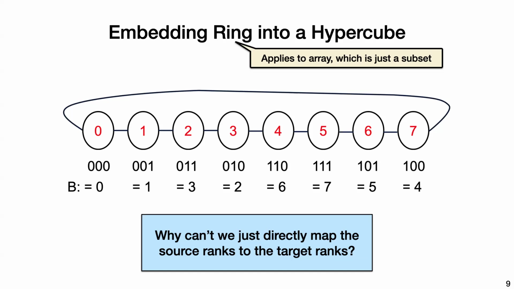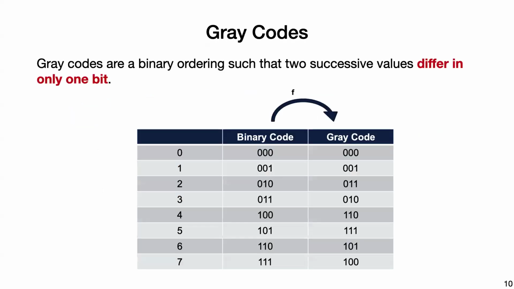So where did we come up with this? Well, if you know about Gray codes, do people around here know about Gray codes? Okay, well, this is exciting because Gray codes are kind of cute. Gray codes are a binary ordering of numbers such that any two successive values differ in only 1 bit. There are many kinds of Gray codes, and they appear in all sorts of places, sometimes in error correction, but here we're going to use it for embeddings.